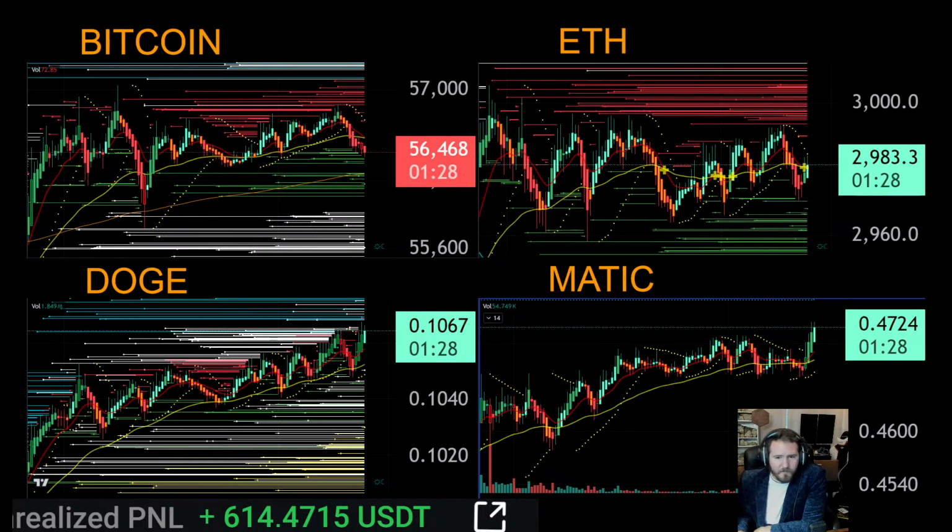Man, we are ripping up here. My long is printing on Doge after this recovery from the bottom. I'm going to throw it back on the automatic chart. I'm still in Discord, so let me end this stream and we'll throw it back to the automatic chart.